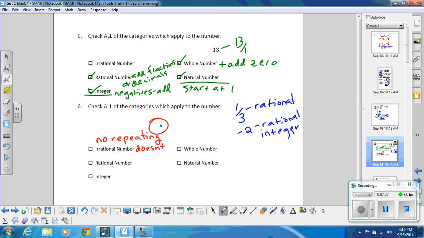Can't stop it, okay? So some other numbers that fit this bill are stuff like square root of 2, square root of 11, okay? Weird stuff. If I were to punch those into a calculator, I'm going to get something that goes on forever, and it doesn't stop.